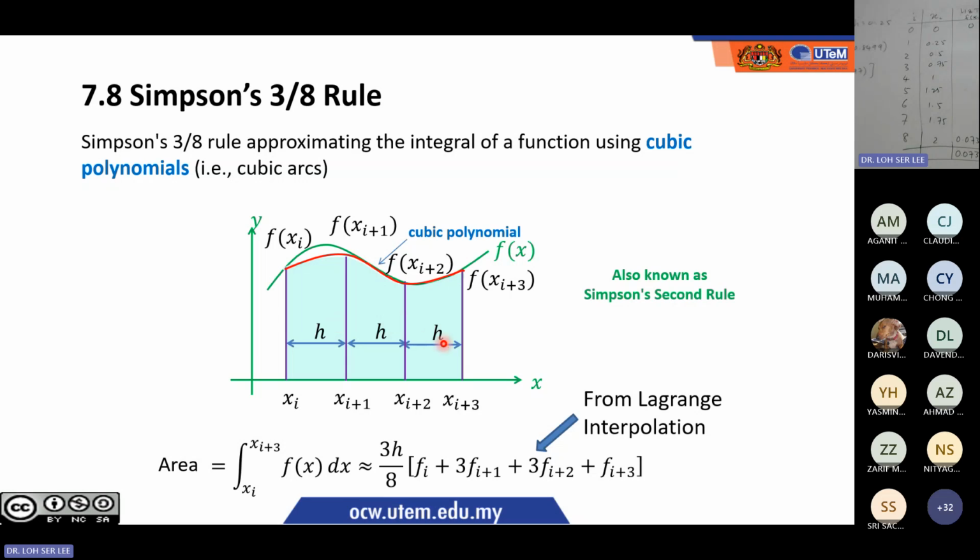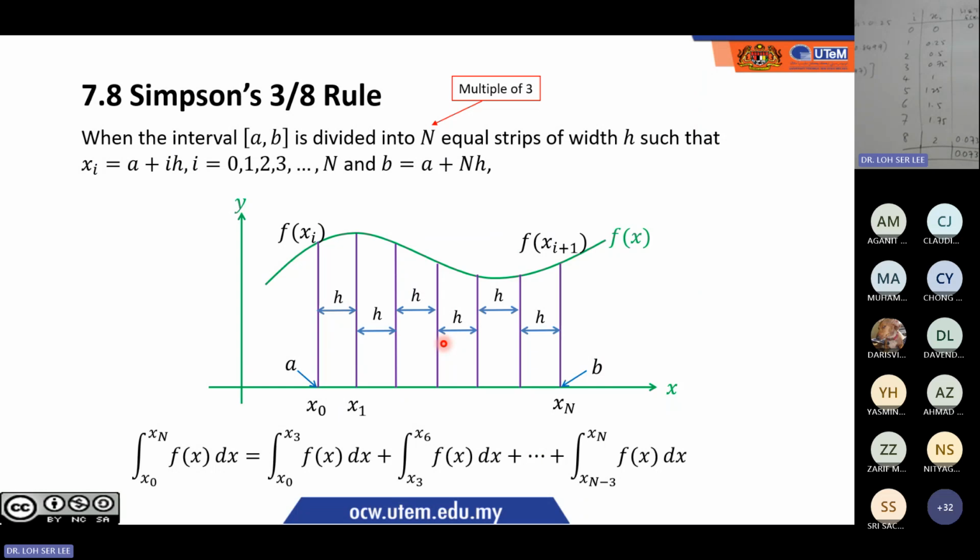Just like the case just now, the Simpsons 1/3. 2 subintervals work as a group, so the n must be in multiple of 2. And for this case, n must be in multiple of 3. So if your n is not in multiple of 3, we cannot apply this rule to solve the integration. Okay, so this is the condition for you to use this.